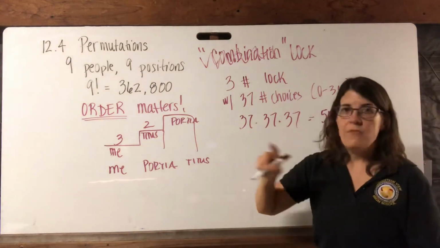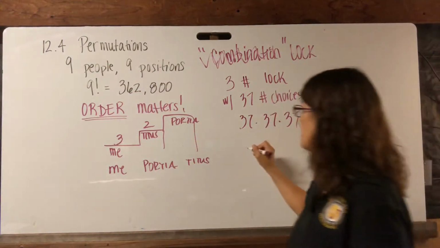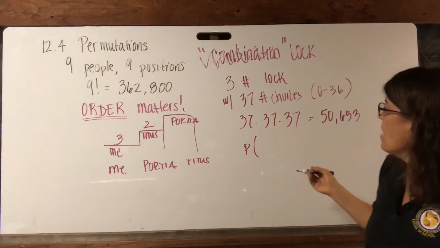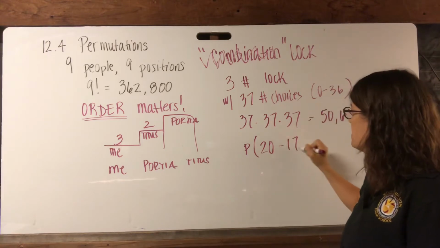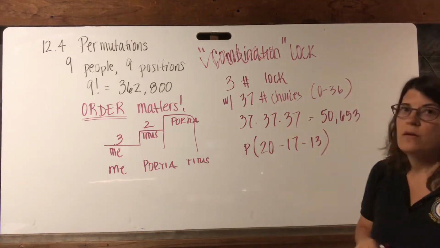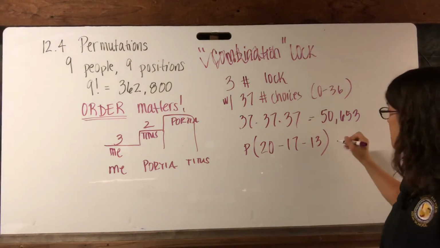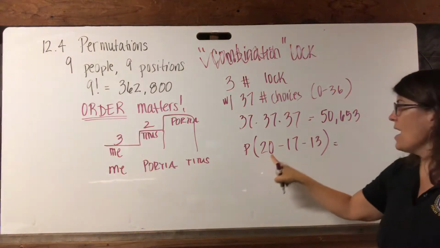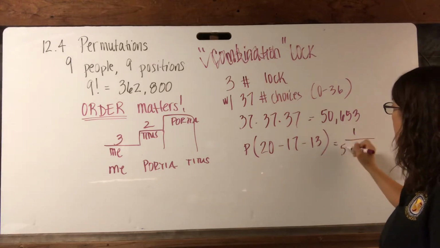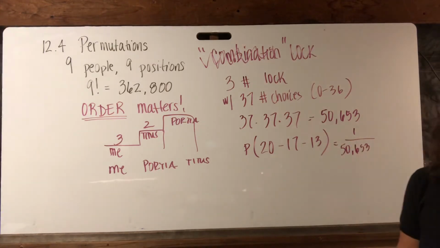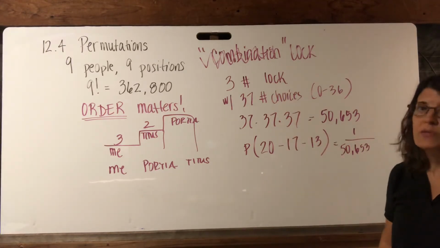I recognize that I kind of left the baseball thing. I'll come back to it. What is the probability that your combination is, how about 20, 17, 13? So how many ways can you get a combination of 20, 17, 13? 1. That's a lot of different permutations that can happen.